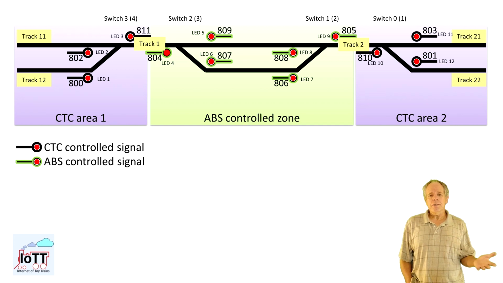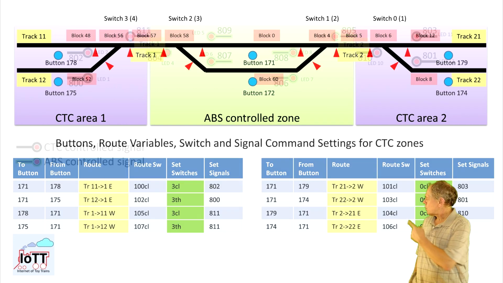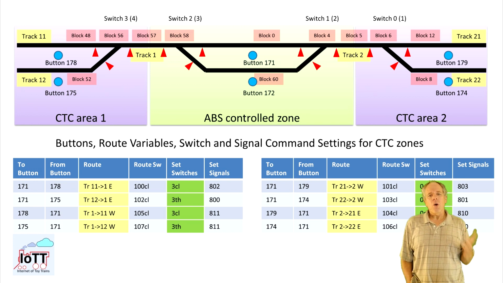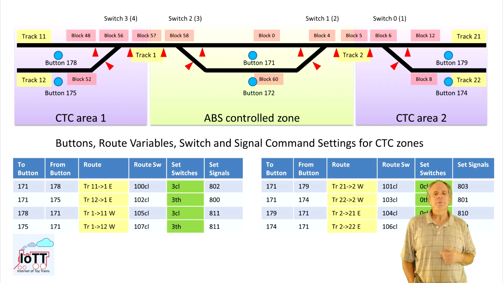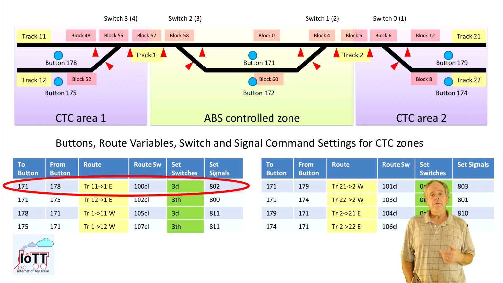CTC routes are now set from the terminal tracks to the interface section and vice versa, while the middle section has no routes. It is only possible to set the switches, and the ABS signals will change aspects accordingly. The result is a revised route table as shown here. We now have a total of 4 routes in each CTC section, going from the terminal tracks to the interface section and back. To activate the routes I am using the same mechanism as before, but I am only using button 171 in the middle section, as the ABS siding is no longer part of the route system.